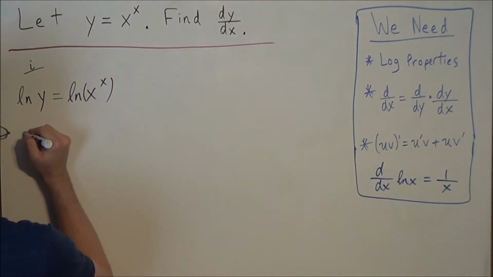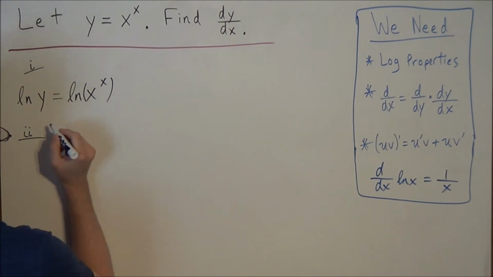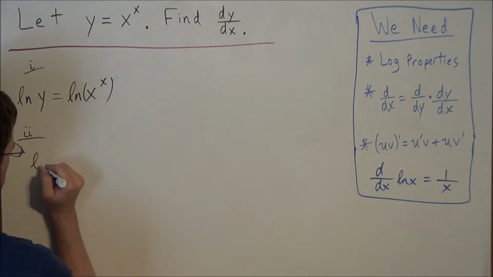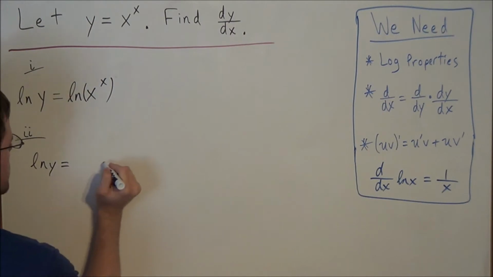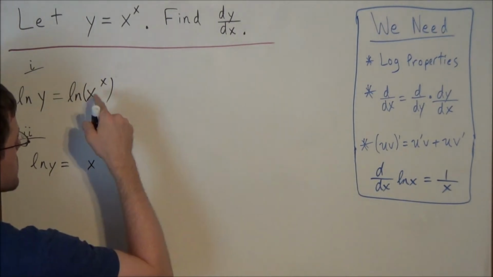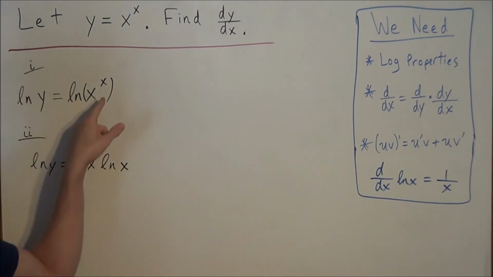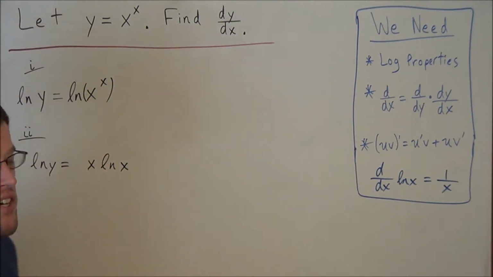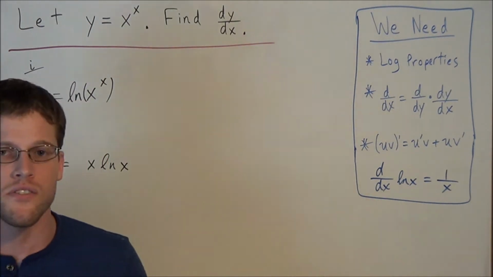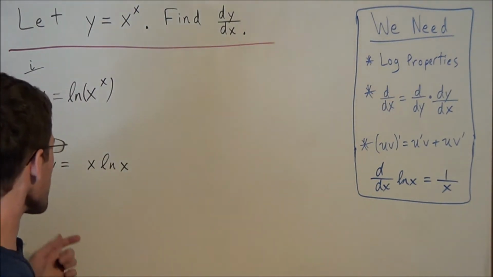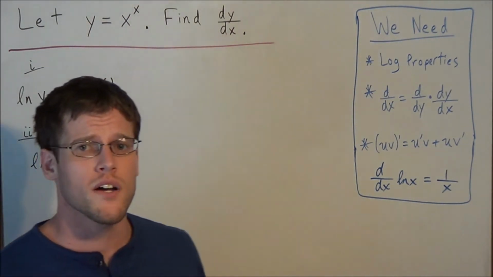So for step 2, we're looking at ln of y equals, and we have x times ln of x. So all we did was take this exponent of x and bring it in front of the natural log, because this is a property of logs. But now the goal is to find dy dx.